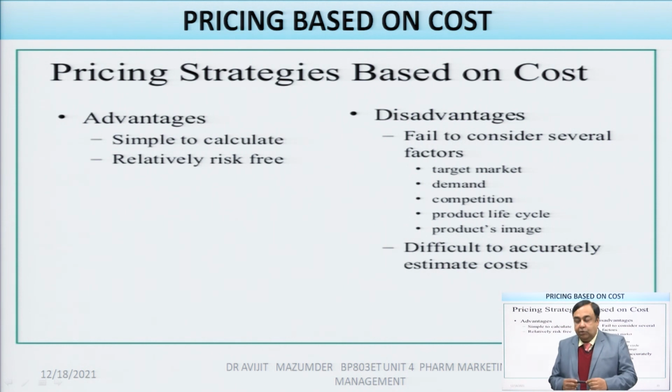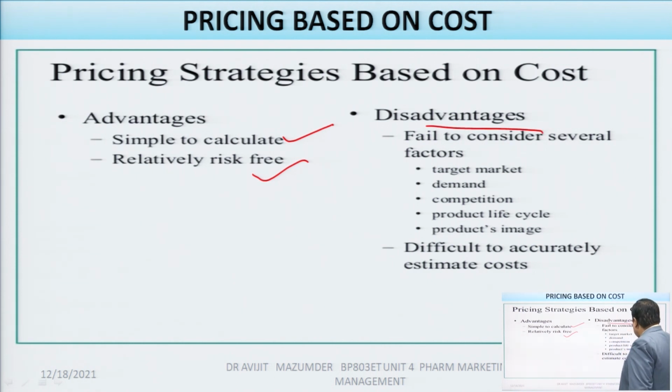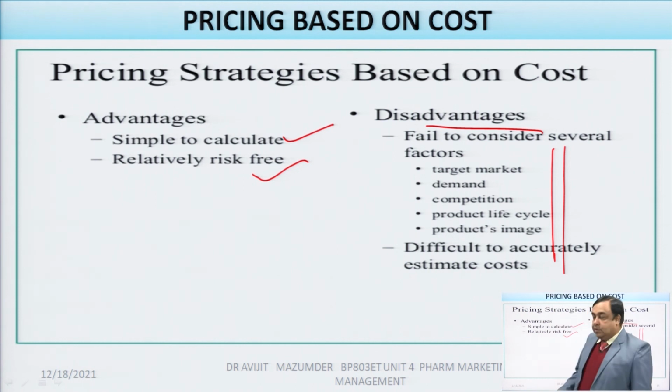Pricing strategy based on cost. Advantages: it is simple to calculate, and it is relatively risk free. Disadvantages: it fails to consider several market factors like target market, demand, competition, product life cycle, and product image. It is also difficult to accurately estimate the cost.